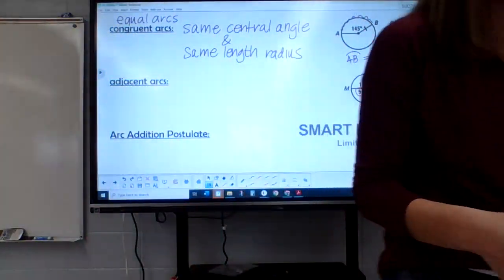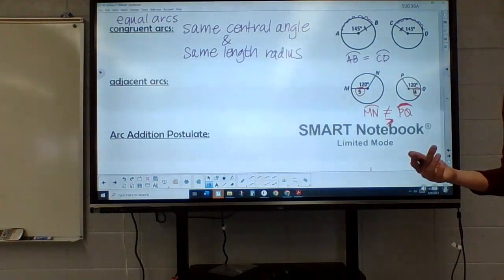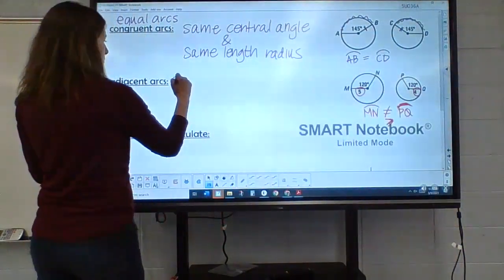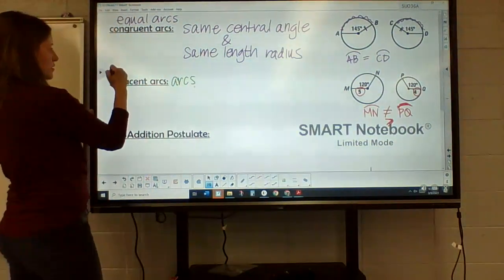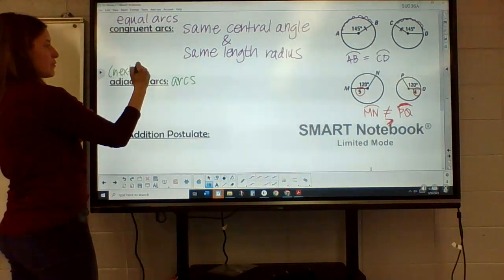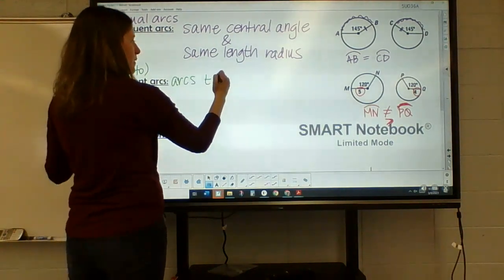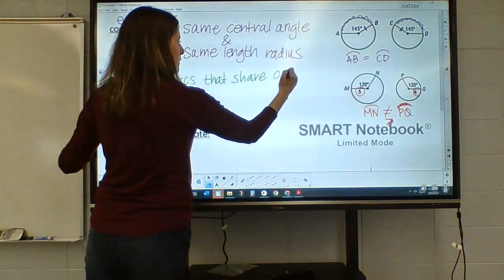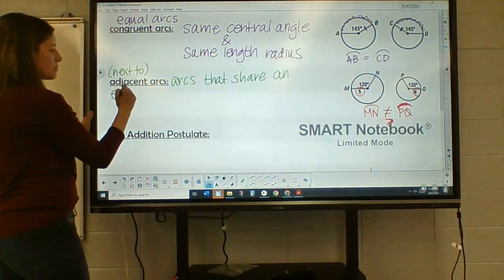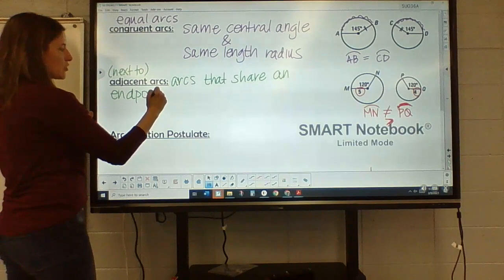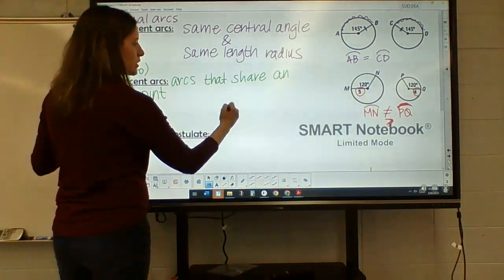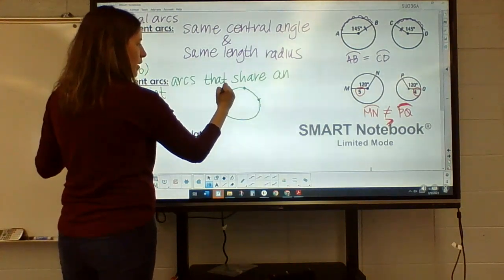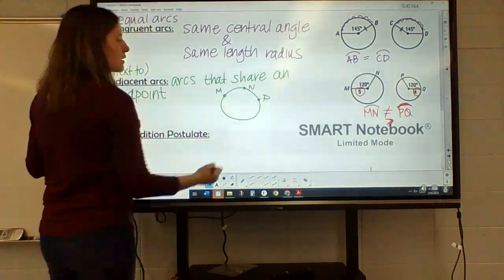The next one are arcs that have adjacent arcs. So adjacent, reminder you guys, is next to. So I'm going to just write next to here to remind you of what adjacent means. So they're arcs that share an endpoint. And I'll show you guys a little example of this. So I'm going to draw a circle here. And I'm going to put a few points along. So M, N, we'll call this P.